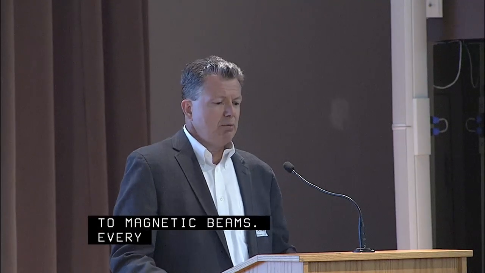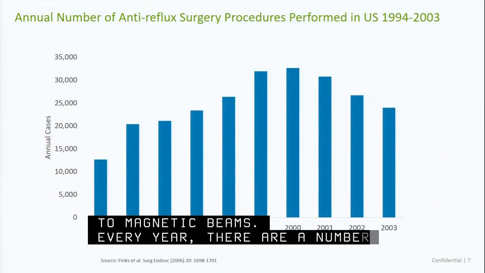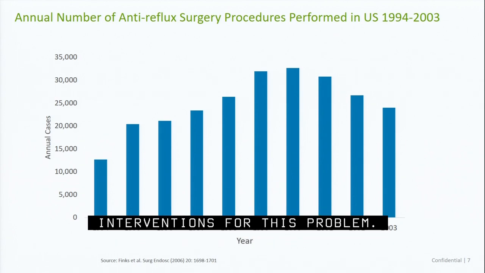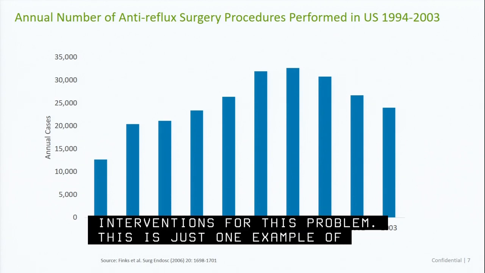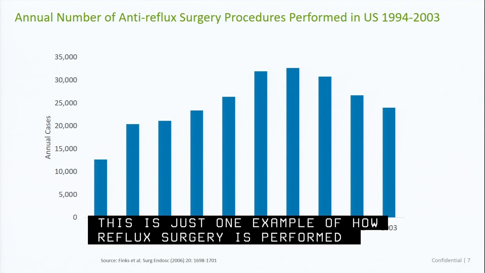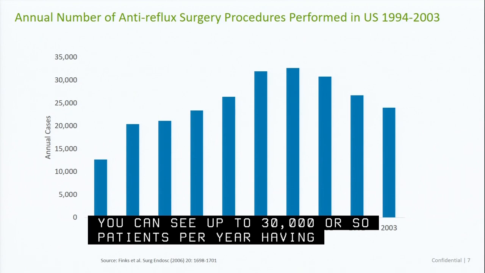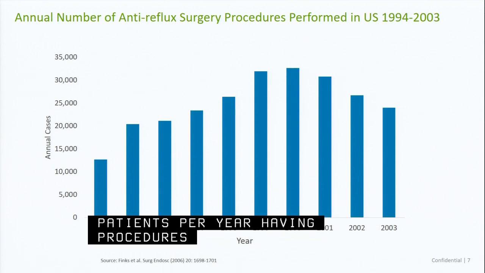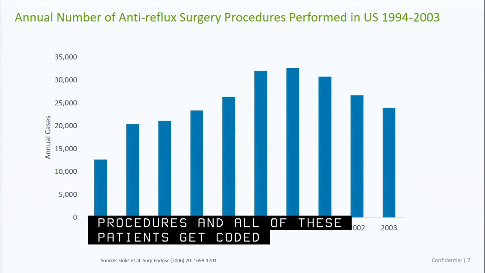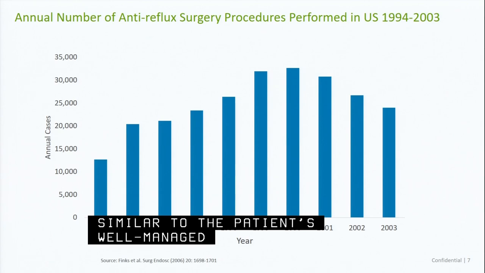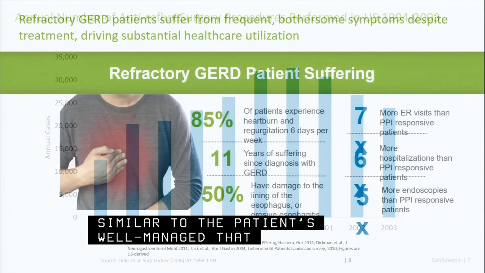This is just one example of anti-reflux surgeries performed from 1994 to 2003. So you can see in this case, up to 30,000 or so patients per year are having procedures. And in this case, all of these patients get coded similar to the GERD population and similar to the patients who are well managed with a PPI and continue with their lives on a PPI, but clearly have a much higher utilization of healthcare resources.